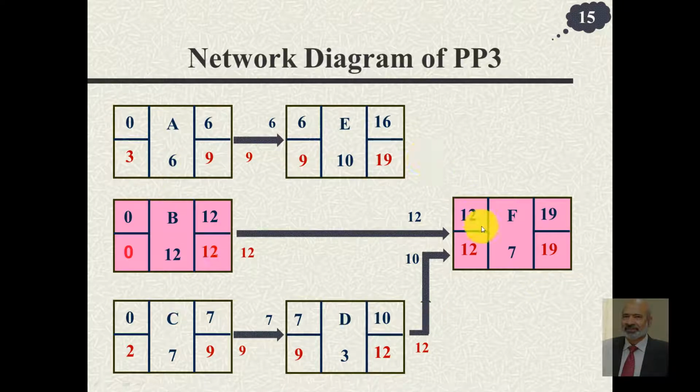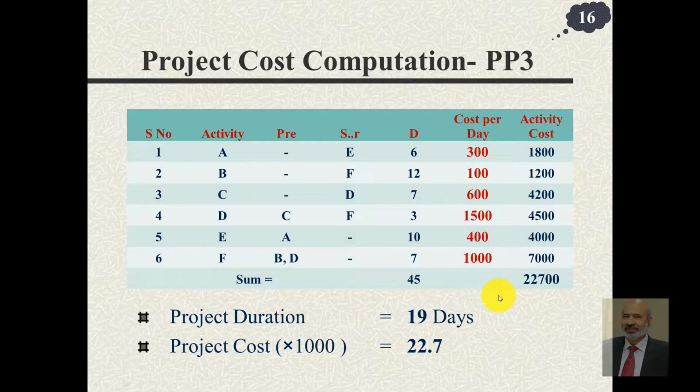Now the question is, which activity should we pick? Should we reduce the time of B or should we reduce the time of F? In order to answer this question, we need to look at the information provided to us. To begin with, these are the costs per day of all these activities. For 6 days, the cost per day is 300. For 12 days, the cost per day is 100 per day. So overall cost for activity A is 300 into 6, 1800. For B, it is 100 into 12, 1200, and so on.